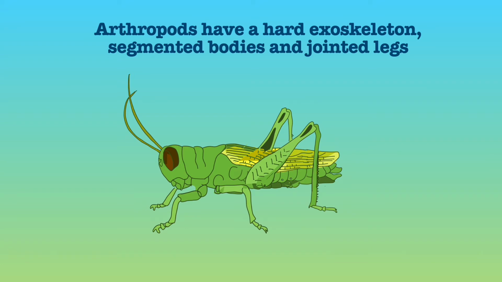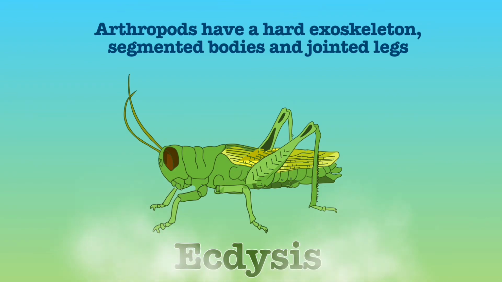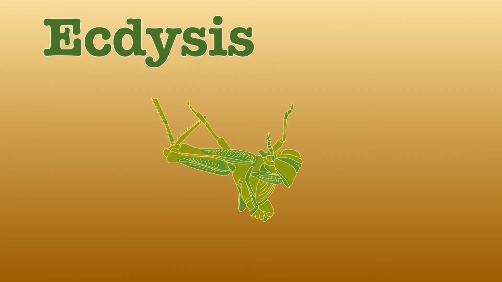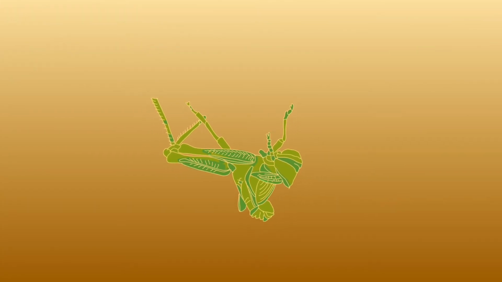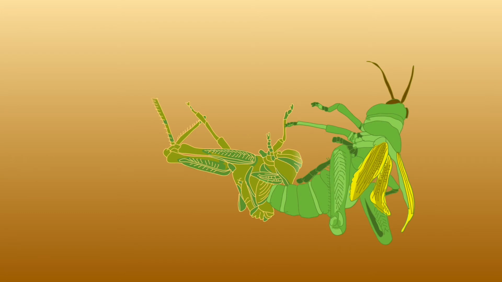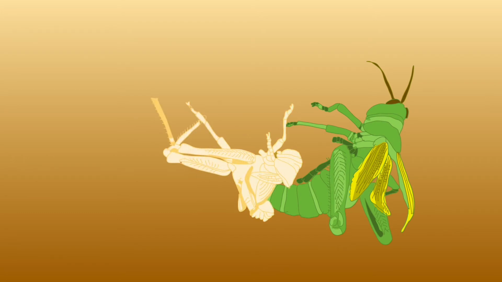The process of shedding the skeleton is called molting or ecdysis. During ecdysis, the new exoskeleton is formed underneath the old exoskeleton. Before the new exoskeleton hardens, the insect will increase its volume by sucking in air to expand its body. This action will break the old exoskeleton and the new exoskeleton will emerge. The insect will expand its body one more time before the new exoskeleton hardens.